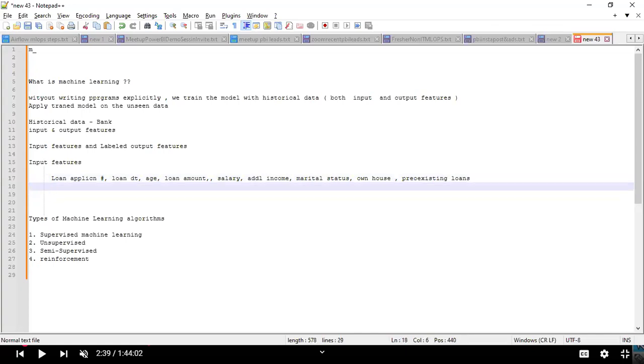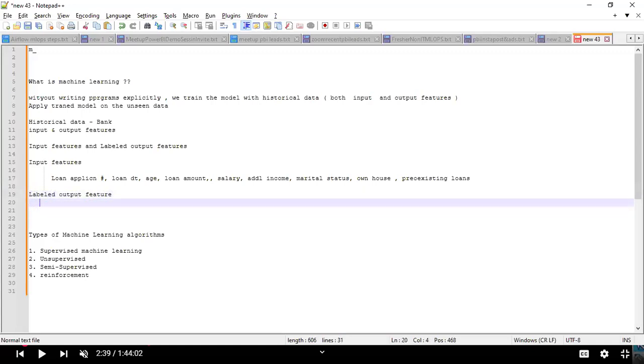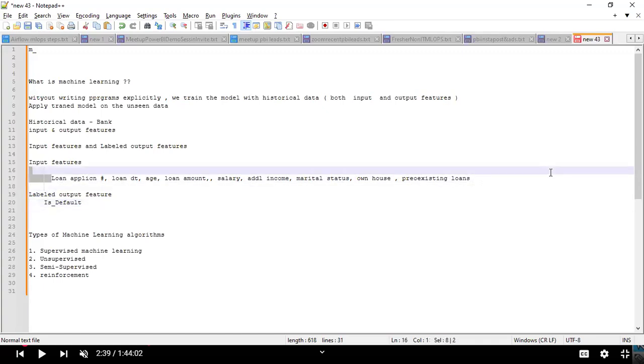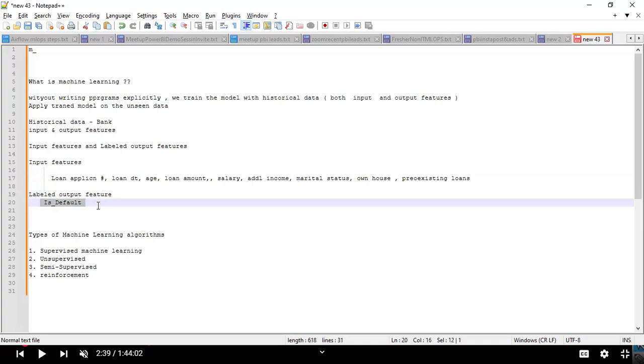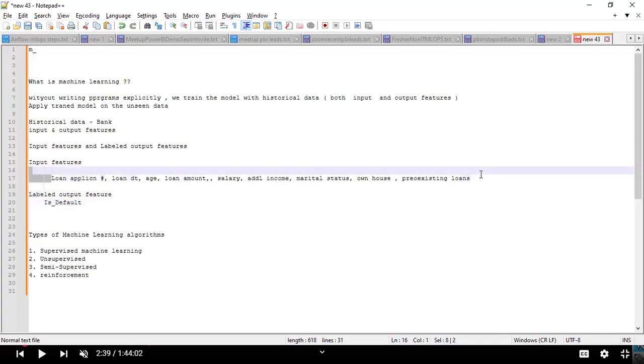What is the labeled output feature here? It is the default. With these features, we are going to derive the default, right? In the historical data, it should contain both the input features as well as the label feature. If so and so thing is there, this is called your simple thing.